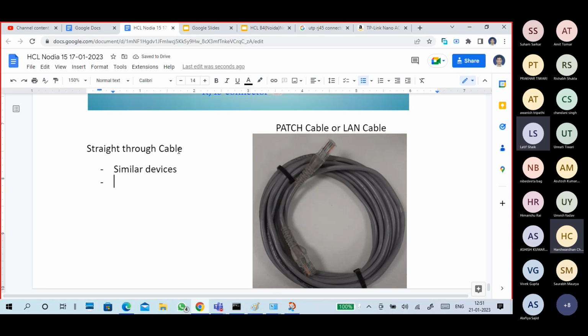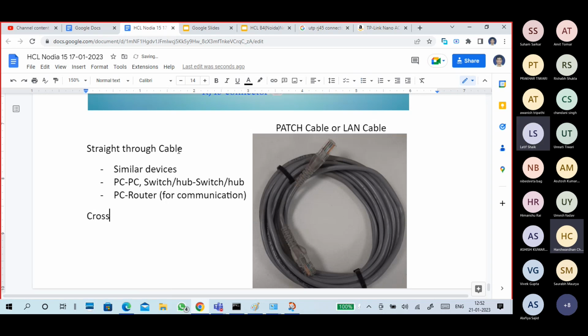Similar devices means PC to PC, switch to switch, or hub to switch, hub to hub, kind of stuff. PC to router for communication, not for configuration. Okay. Similar devices.